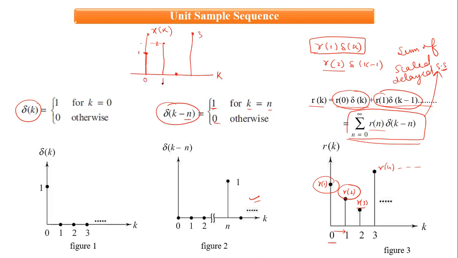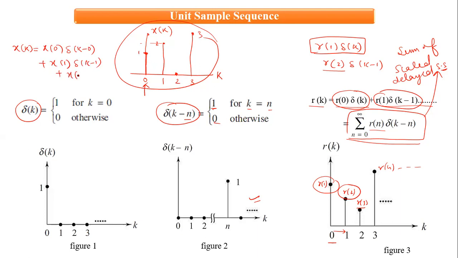Okay, so this is 0, this is 1, this is 2, this is the third sample, right? Now you can represent this whole representation as x_k equal to x_0 into delta k minus 0, plus x_1 into delta k minus 1, plus x_2 delta k minus 2, plus x_3 delta k minus 3, and so on, right? So this is how you can represent it.